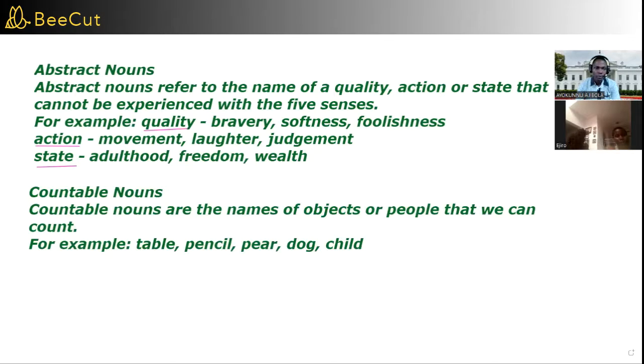So the next kind of noun we talk about there is uncountable noun. The fact that they are uncountable does not mean they cannot be measured. Yes, you can measure them. For example, you cannot count milk, but you can measure cans of milk, sachets of milk, bags of powdered milk.